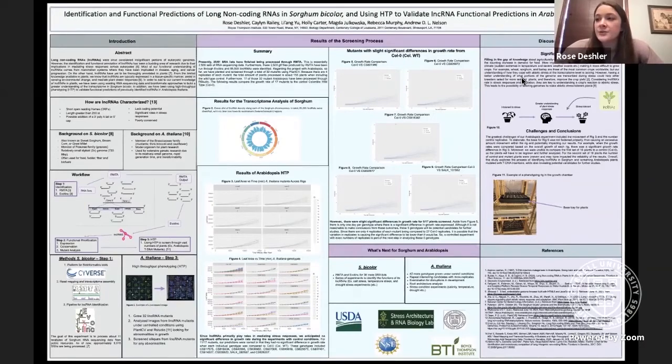I am an REU student from Minnesota working in the stress architecture and RNA biology lab. So this summer, I have essentially been working on two projects with long non-coding RNAs.